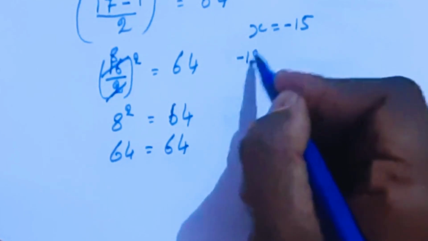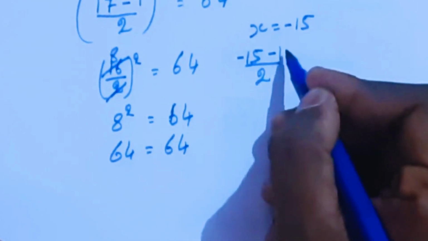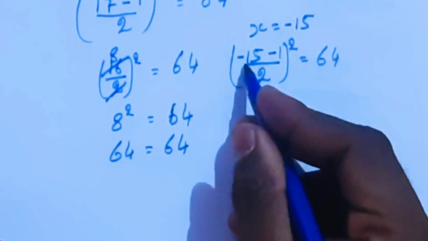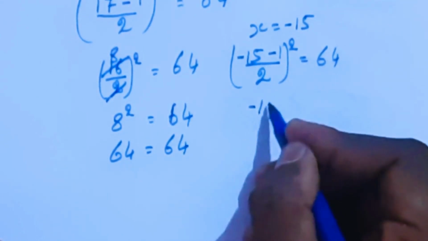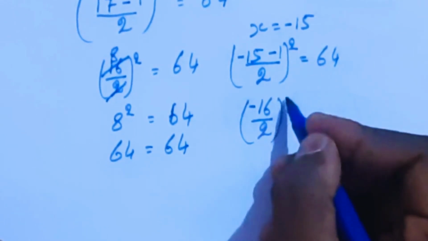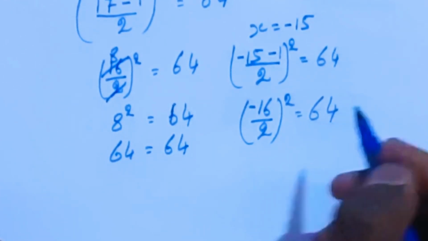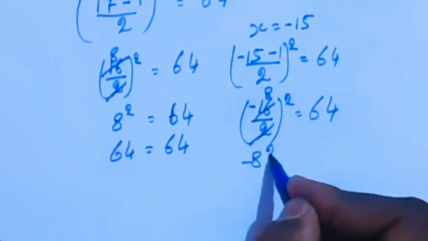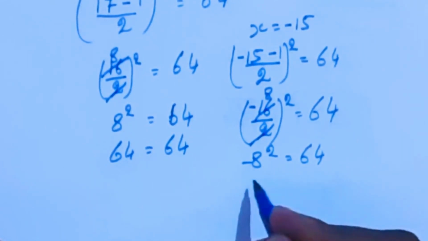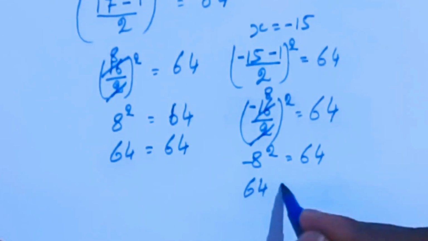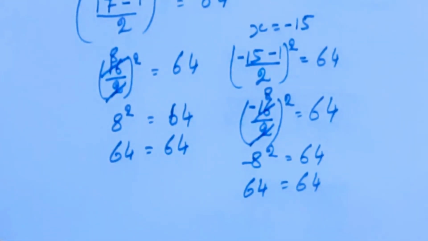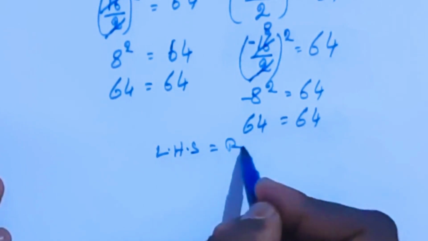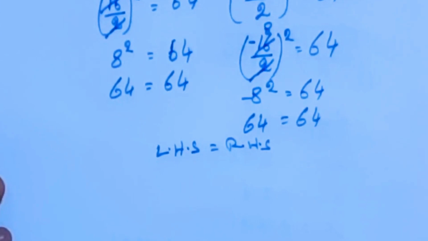So ((−15 − 1)/2)² equals 64. Now minus 15 minus 1 is minus 16, by 2, whole power 2, equal to 64. Simplify this, you get minus 8. So (−8)² equals 64. Minus 8 squared is again 64, equal to 64. So LHS equals RHS.